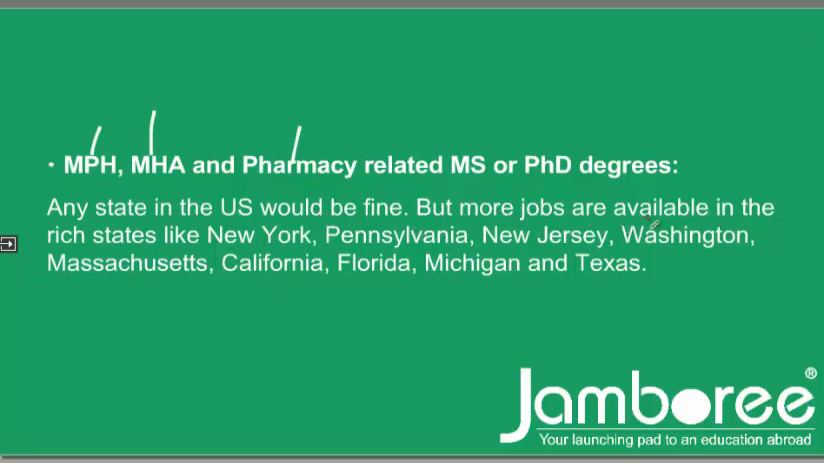But more jobs are available in rich states. These states in the US are quite rich, like New York, Pennsylvania, New Jersey, Washington, Massachusetts, California, Florida, Michigan, and Texas. So these are where a lot of the jobs in these areas are available. These are things that you can keep in mind while deciding which colleges to apply to, right? Because not every state or college is good for you. Depending on what program you want to apply for, you have to choose the colleges accordingly.